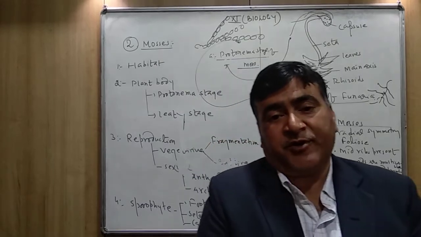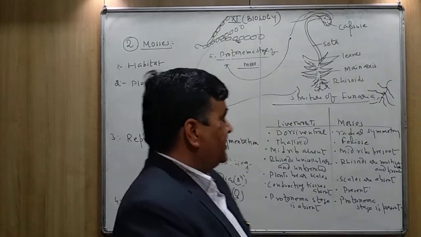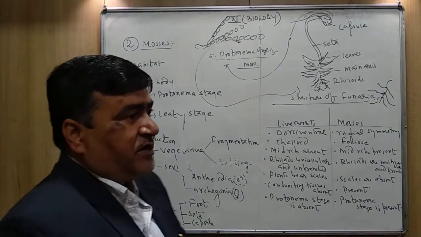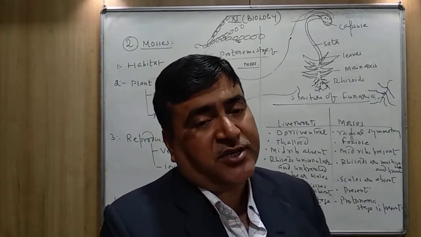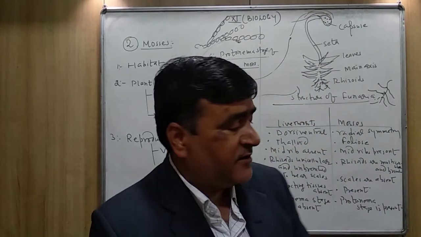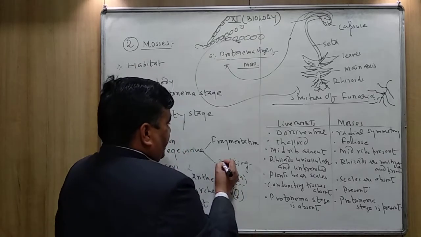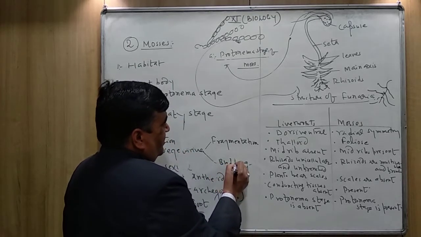How the process of reproduction takes place in the moss plant. The reproduction is of two types. These are vegetative, and the second one is sexual reproduction. The vegetative reproduction takes place by fragmentation and budding.